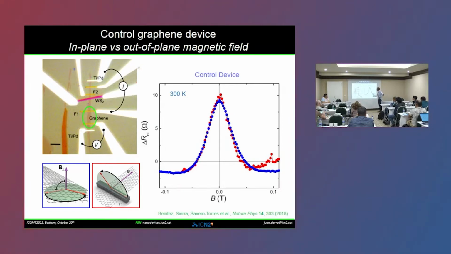You can distinguish two regions. One is a channel of pristine graphene, so regular graphene, and then a second region in which we partially cover graphene with a transition metal dichalcogenide. In this case, it's tungsten disulfide. We did the same with molybdenum disulfide, and we observe exactly the same, so all the results I will show you here are with tungsten disulfide.